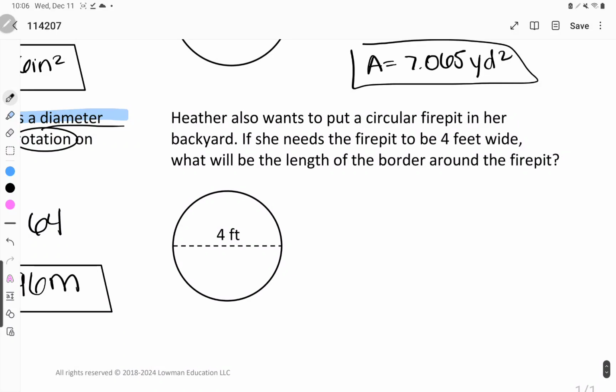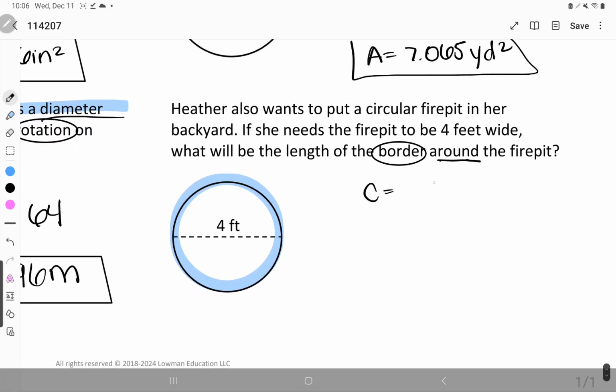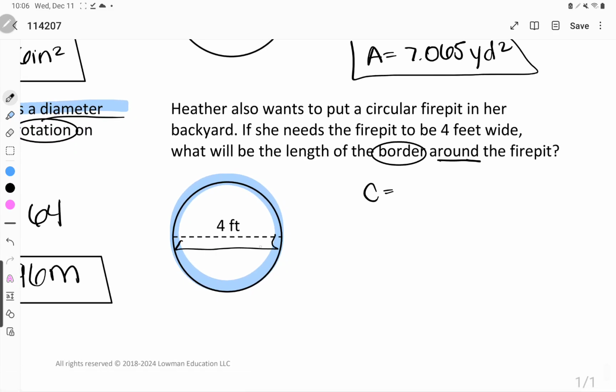And the last one is Heather also wants to put a circular fire pit in her backyard. If she needs the fire pit to be 4 feet wide, what will the length of the border around the fire pit be? So we're just doing this right here. We're doing our border. So that is our circumference. So we have circumference equals, and this is a diameter that they give us. This is a diameter right here. So we would use pi times diameter. So circumference equals 3.14 times 4, and we would find 12.56 feet to be our answer.